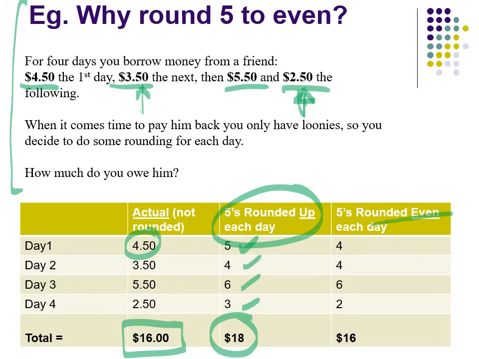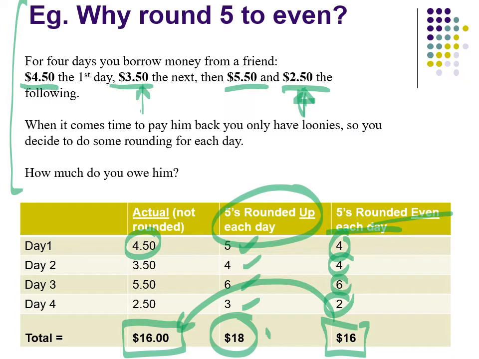However, if you round to even each day, look how nicely those numbers work out, the 450 would round to 4, the 350 would round to 4, the 550 would round to 6, and the 250 would round to 2. And so you actually end up with something that is closer to the actual value. If you round up every single time, it skews your numbers higher than they should be. Almost never really a problem, but if you have large data sets, it could add up.